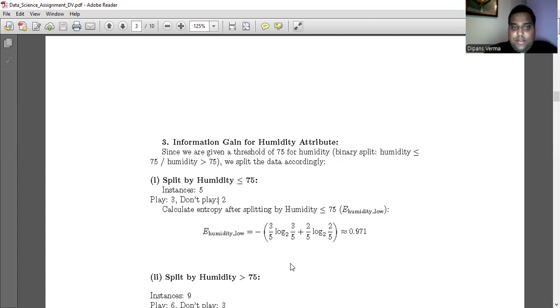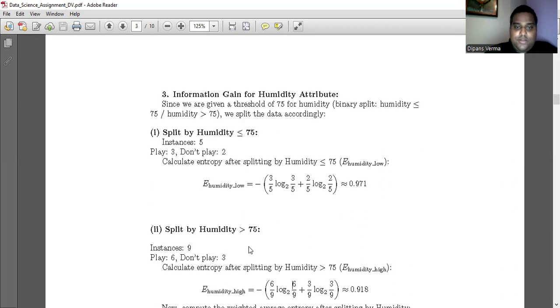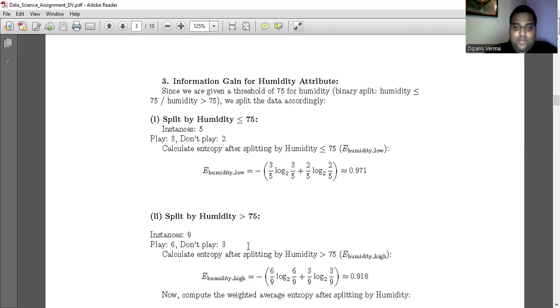So again, I'm using the entropy formula: 3 by 5 log 3 by 5 base 2 plus 2 by 5 log 2 by 5 base 2. I told you the formula, P log P base 2 plus n log n base 2, so I'm using that. Similarly, I can calculate the value for greater than 75, which is nothing but 0.918.